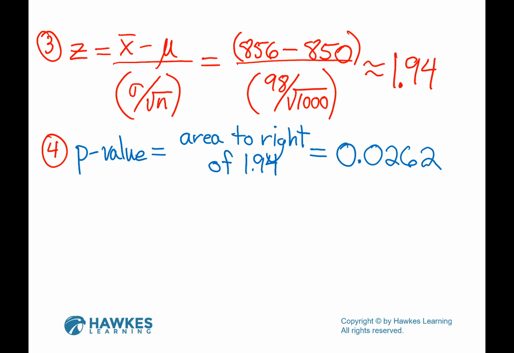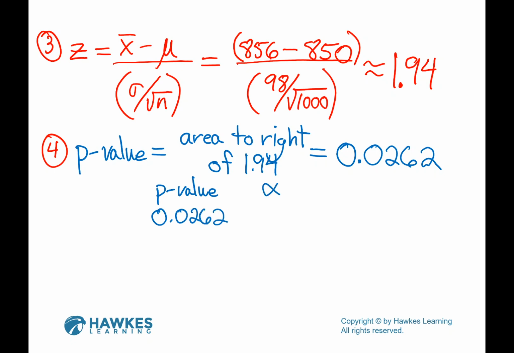And I usually like to write my p-value and my alpha down again beside each other. You always want to get in the habit of always writing them in the same order. So I always write my p-value first. So my p-value is 0.0262.